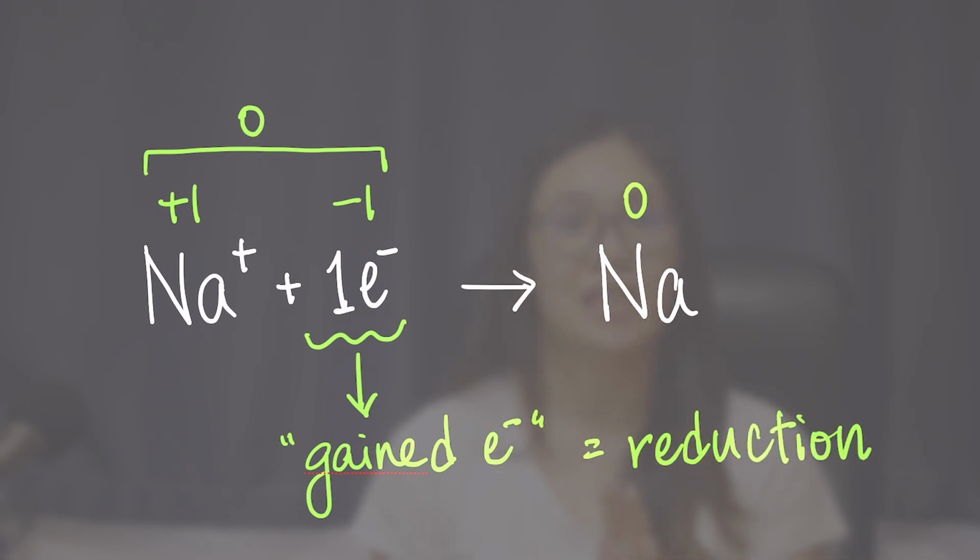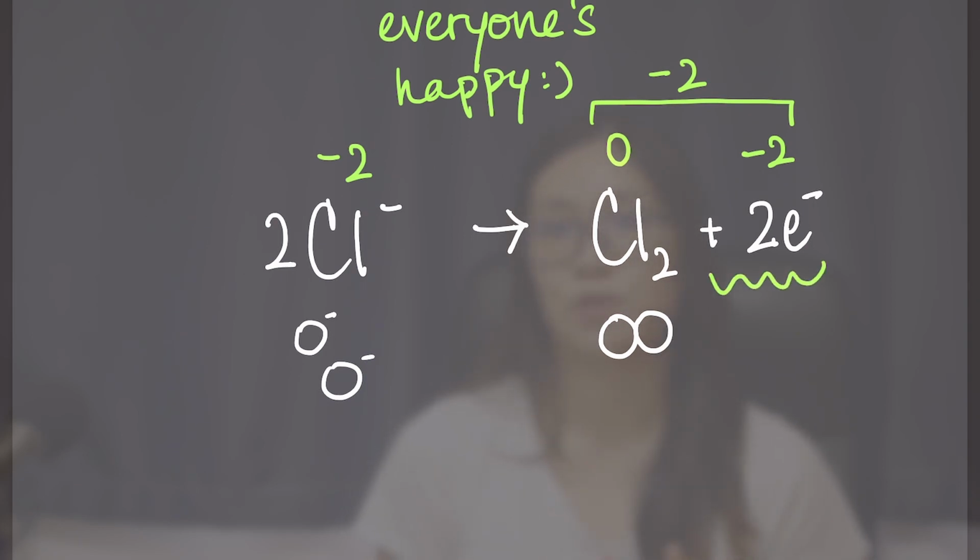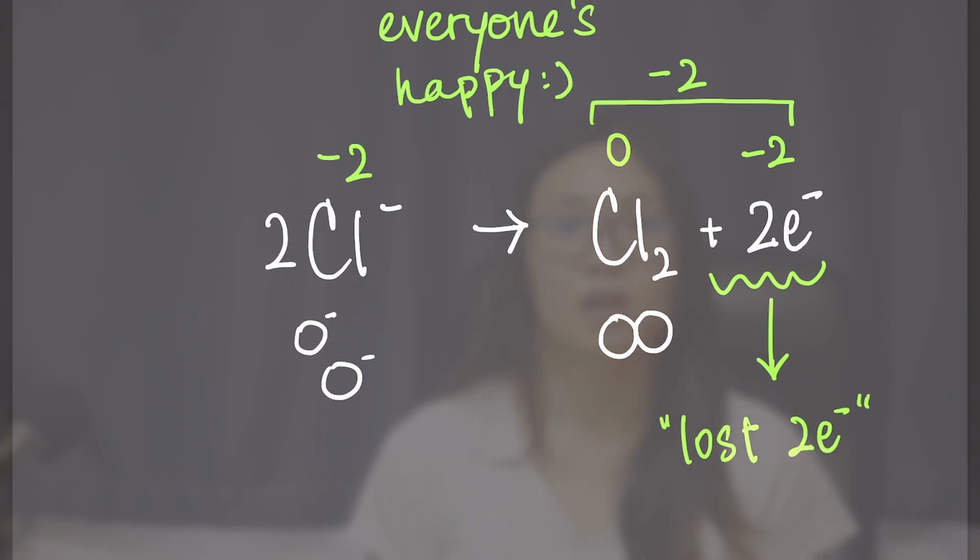Now, let's look at our chloride example. Our chloride ion became a chlorine molecule by losing 2 electrons. We show the loss by drawing the 2 electrons on the right side.